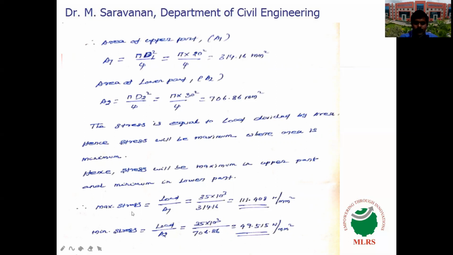So the maximum stress will be load divided by A1. So 35 load into 10 power 3 divided by A1, so you will get the maximum stress. Minimum stress is load divided by A2. So you will get the minimum stress 49 and maximum stress 311 Newton per mm square.